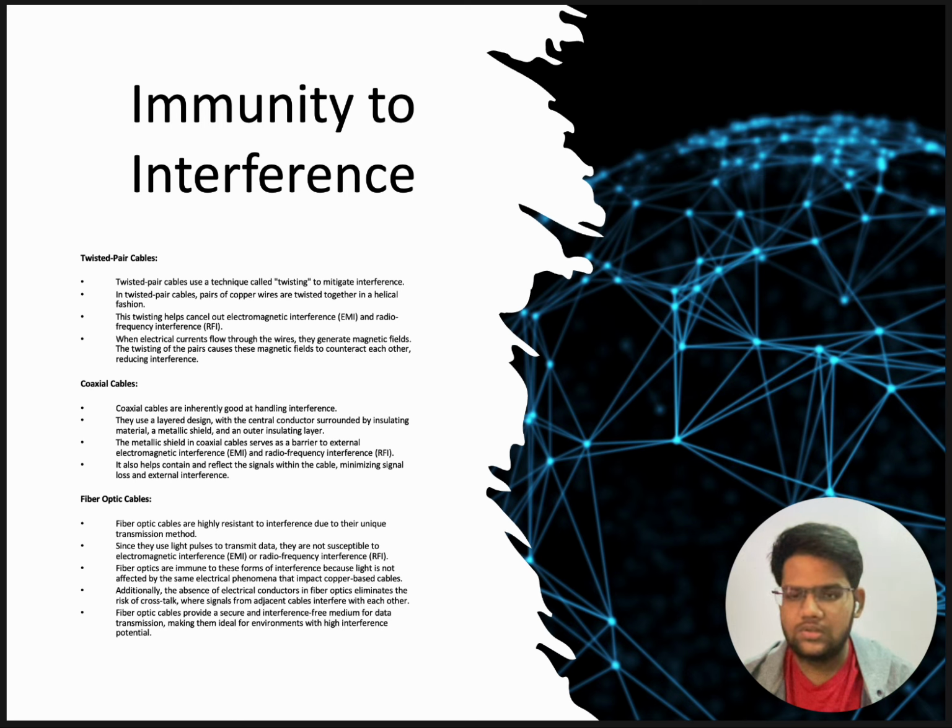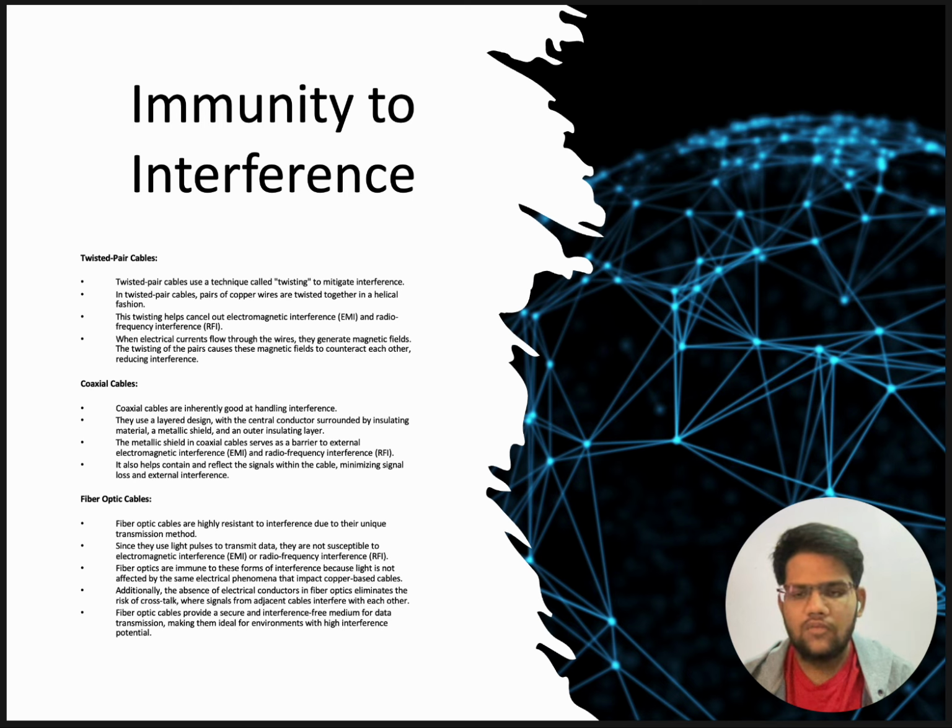Coming to the coaxial cables. Coaxial cables are inherently effective at handling interference. They feature a layered design with a central conductor, insulating material, a metallic shield, and an outer insulating layer. The metallic shield acts as a barrier to external electromagnetic interference and radio frequency interference. It also confines and reflects signals within the cable, minimizing signal loss and external interference. Coaxial cables excel in applications like cable television, where multiple TV channels are transmitted without interference.